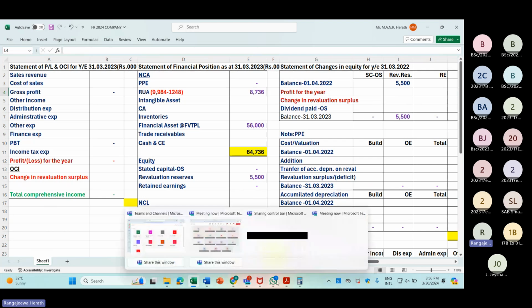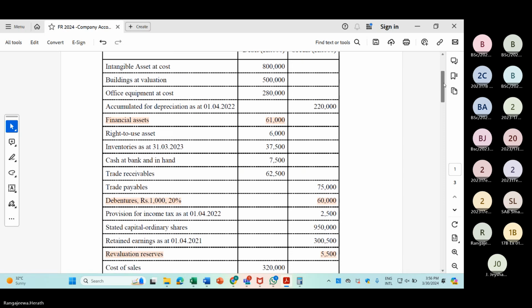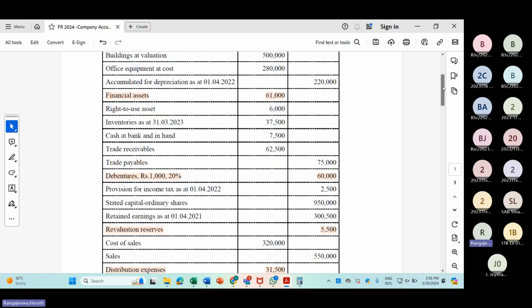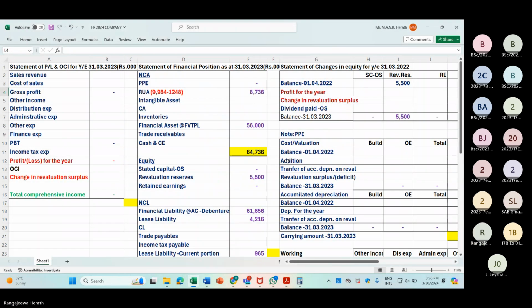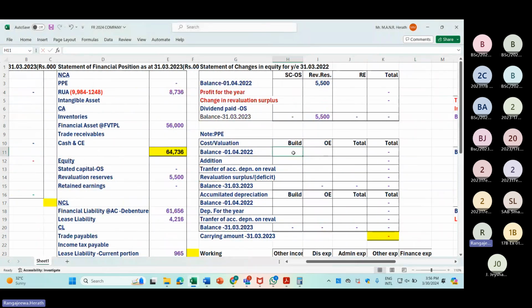And now we have building at valuation 500,000 and accumulated depreciation of building 100,000. Building at valuation 500,000 opening balance. And accumulated depreciation of building 100,000.